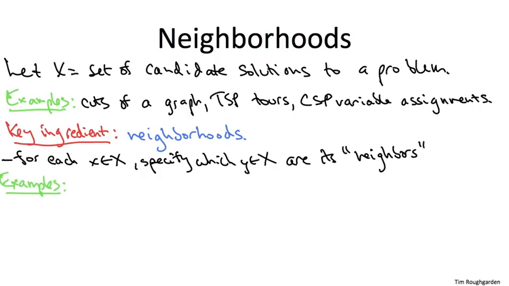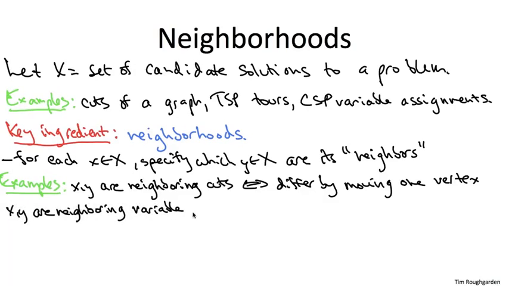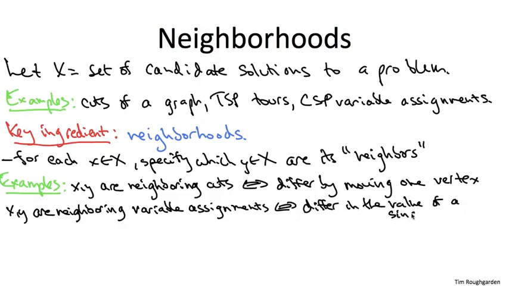Let's look at some concrete examples. In the maximum cut problem last video, we were implicitly defining the neighbors of a given cut to be those cuts you can obtain from the given one by moving a single vertex from one side to the other. If you're taking a local search approach to a constraint satisfaction problem, something like 2SAT or 3SAT, a common approach is to define two variable assignments to be neighbors if and only if they differ in the value of a single variable. So for the Boolean case where variables are either true or false, you're going to define two assignments to be neighbors if you can get from one to the other by flipping the value of a single variable.